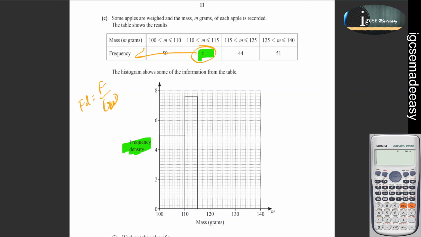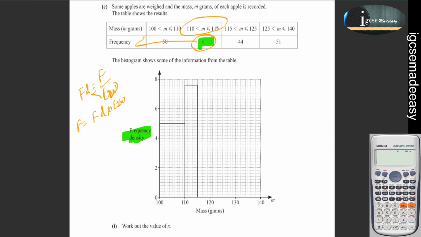in the table. So we can find out the value of x, that is frequency equals frequency density times class width. We can write it as frequency density times class width, right? Multiply of that. So what is the frequency density of this particular class interval? Class width is what? 115 minus 110. That is 5. So class width is 5.